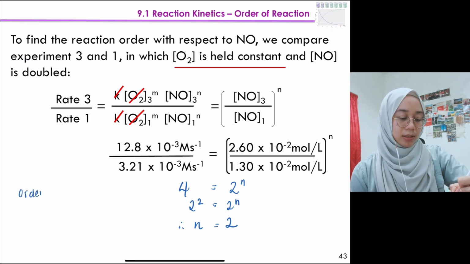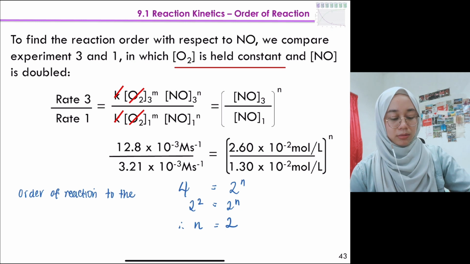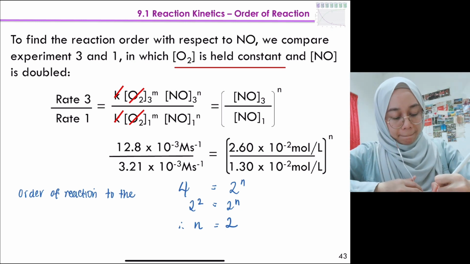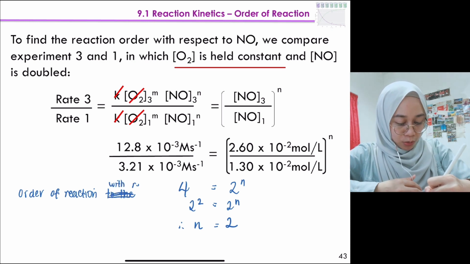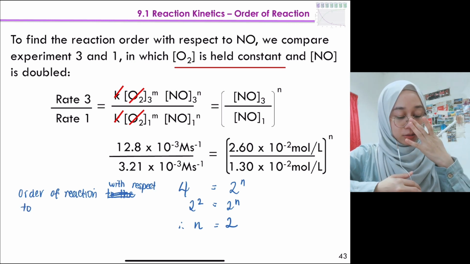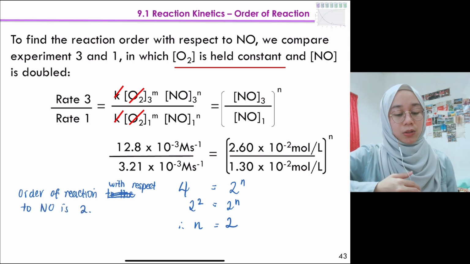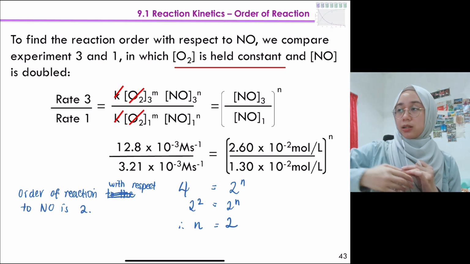Order of reaction with respect to NO is 2. Ini kamu letaklah kat bawah sebenarnya, cuma Miss tak ada ruang. Order of reaction with respect to NO is 2. So it depends dengan soalan. Soalan tadi minta apa sebenarnya?